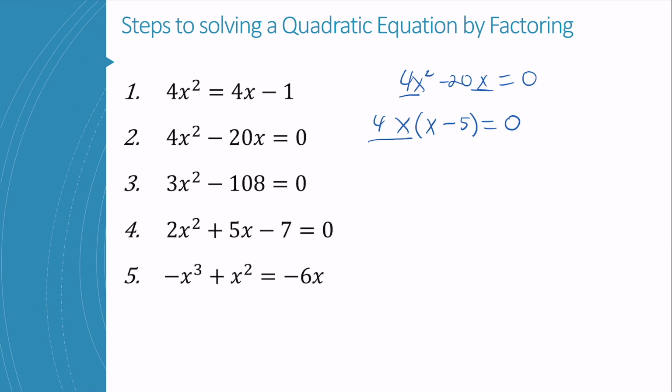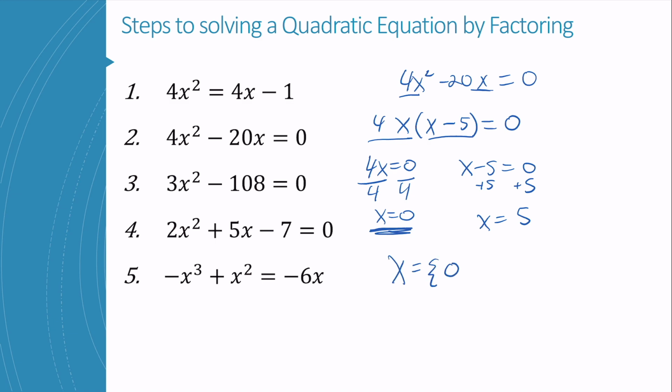So now I have these two terms, and I set them equal to 0. 4x equals 0. I divide both sides by 4, so x equals 0, and x can equal 0, right? That's a real number. We can represent it on the real number line. We're good to go. And then I have x minus 5 equals 0. I add 5 to both sides. I get x equals 5. So my solution set would be 0 and 5 for this problem number 2.